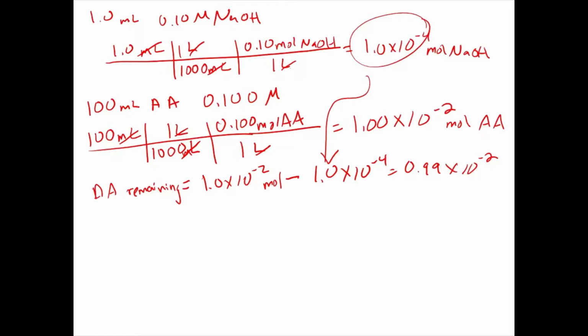Now the acetate, we already have some acetate present, which is the 0.100 molar. There's 100 milliliters, so that means we have 1.00 times 10 to the negative second moles of acetate ion. And it's going to increase because that strong base is being converted to weak base by the acetic acid. So it's going to gain that 1.0 times 10 to the negative fourth moles.